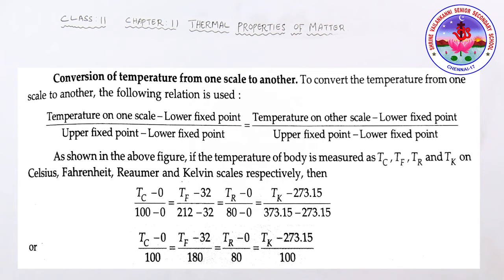When we need to convert the temperature from one scale to another, for Celsius we use the formula Tc minus 0 by 100. In the same way, for Fahrenheit, Tf minus 32 whole divided by 180. For the Réaumur thermometer, we use Tr minus 0 whole divided by 80, which is equal to Kelvin, Tk minus 273 whole divided by 100. So this helps us know the conversion of temperature from one scale to another.